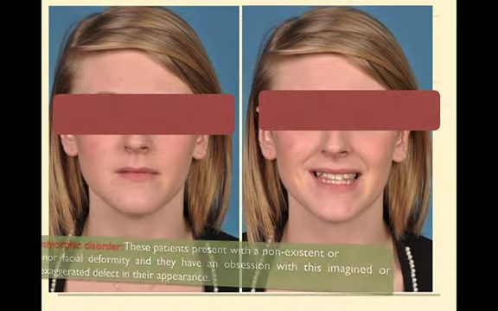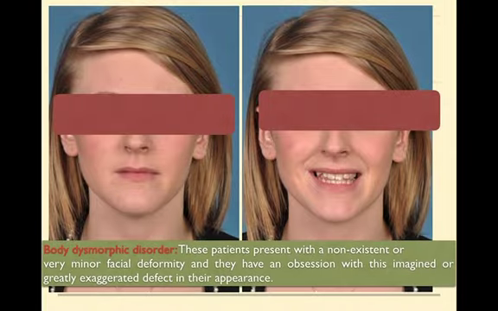How is that? We have something we call body dysmorphic disorder. These patients usually present with a non-existent or very minor facial deformity, and they are very obsessed with this image. So they exaggerate this defect of the appearance. They may have a very minor jaw discrepancy or teeth discrepancy, but they see it as a huge defect that needs to be fixed.